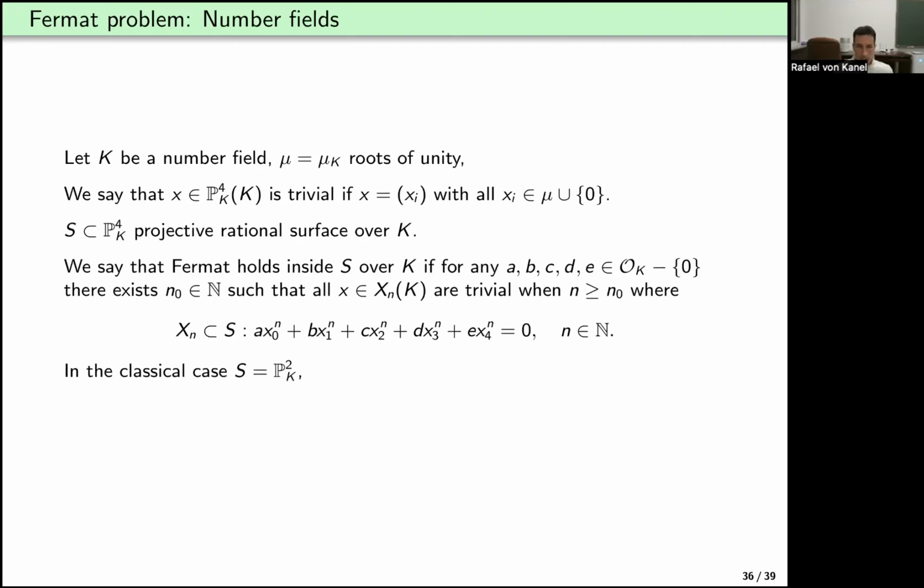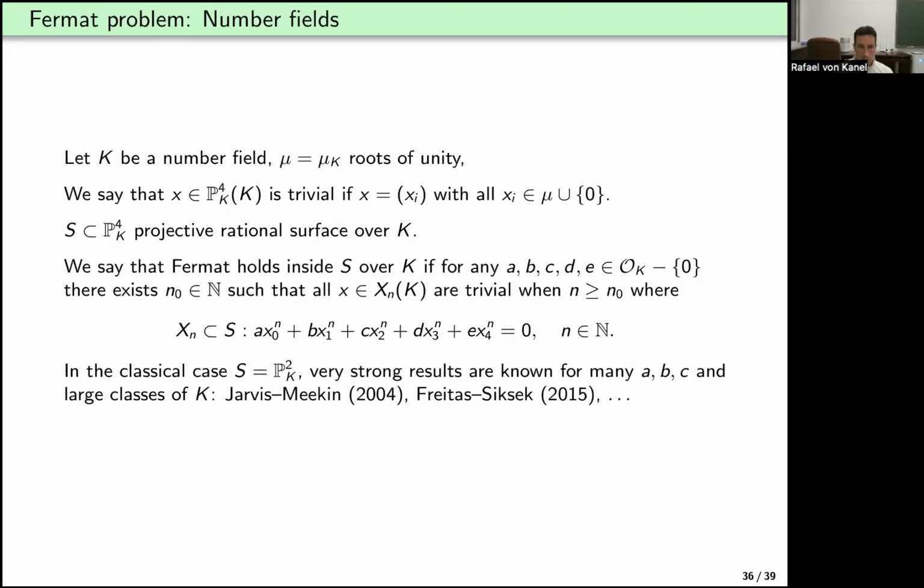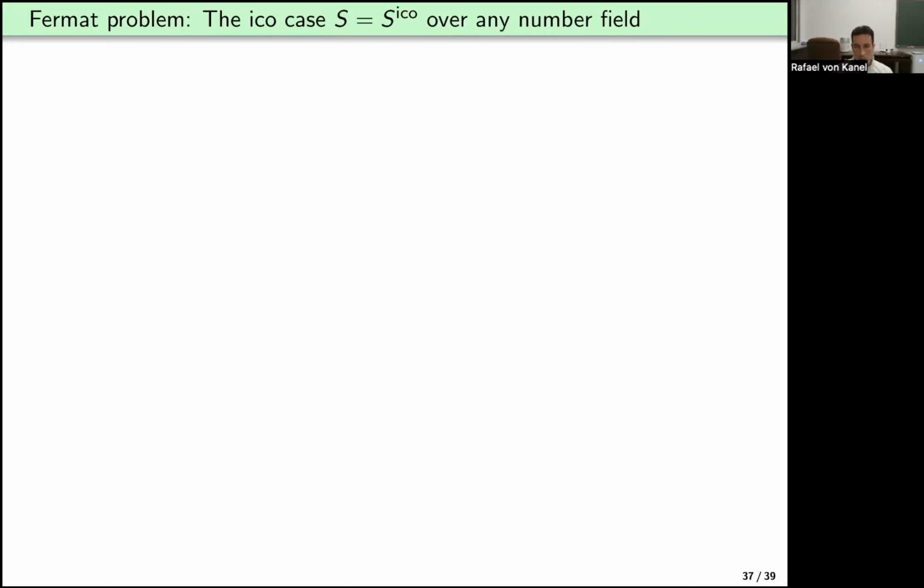And then in the classical case, again, very strong results are known for many ABC triples and large classes of number fields. So there are some very nice results of Jarvis-Meekin. They solve it, I think, over Q(sqrt(2)). And also more recently, there are some very nice results of Freitas-Siksek, who studied this problem over totally real fields. And many more results also more recently.